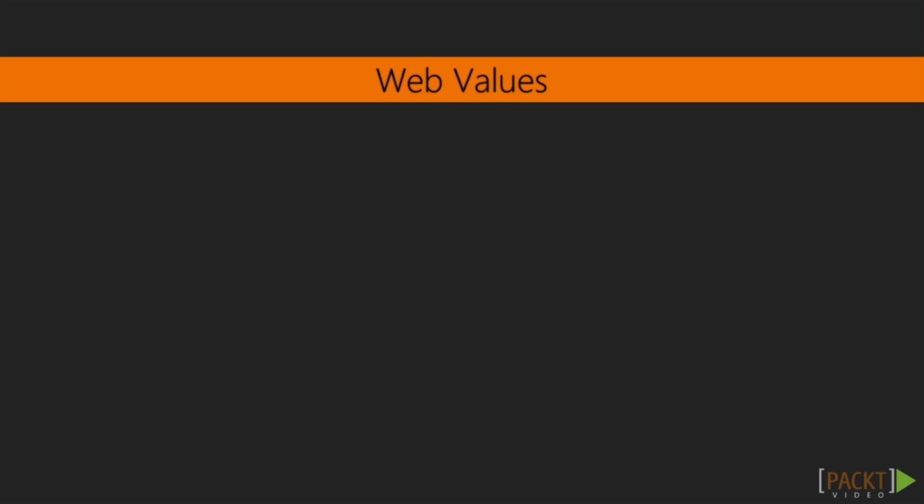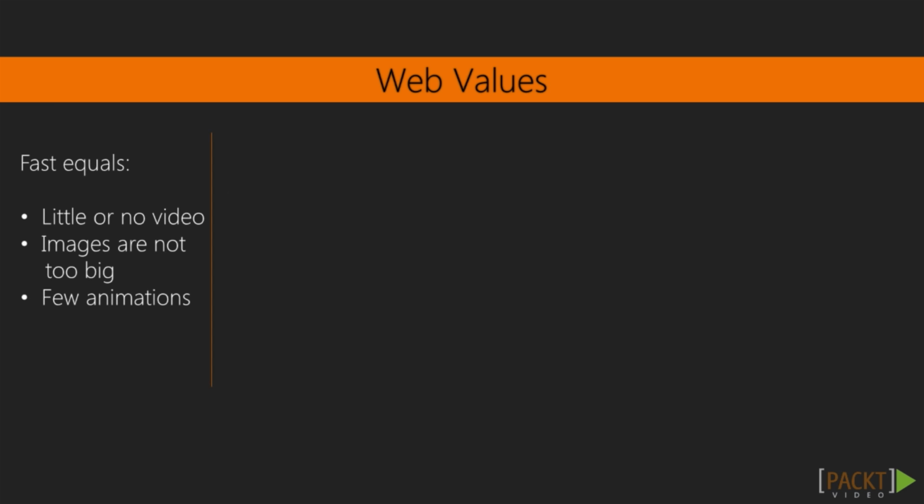Based on these values, you can start to establish a few things from the media that will come out of it. If it's fast, that means we might use little or no video, maybe not even any animations. Images that aren't very big and that are not next to other items. Graphics are minimal and typography is web safe.